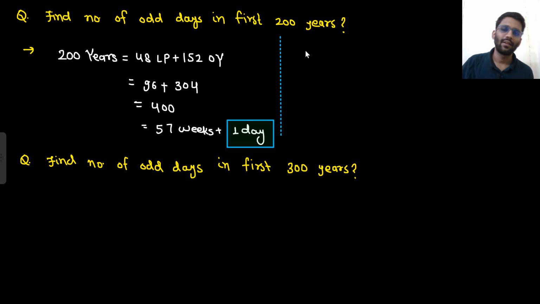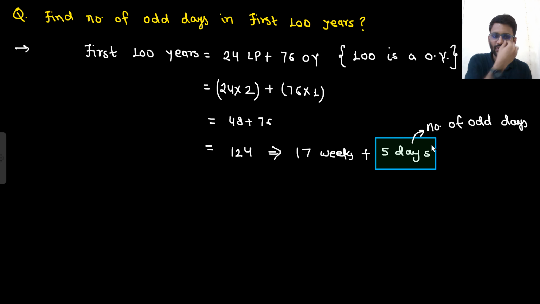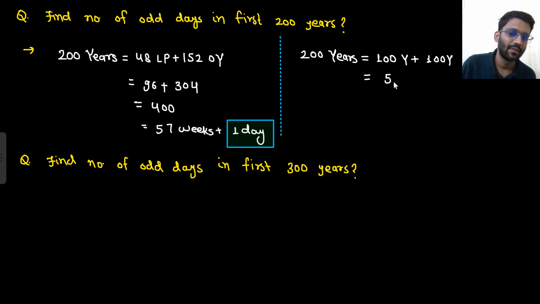Or how you could have done 200 years. What do you mean by 200 years? 100 years plus 100 years. In 100 years, how many odd days you are having? 5 days. And in another 100 years, you will be having 5 more odd days. So 5 days plus 5 days, 10 odd days.